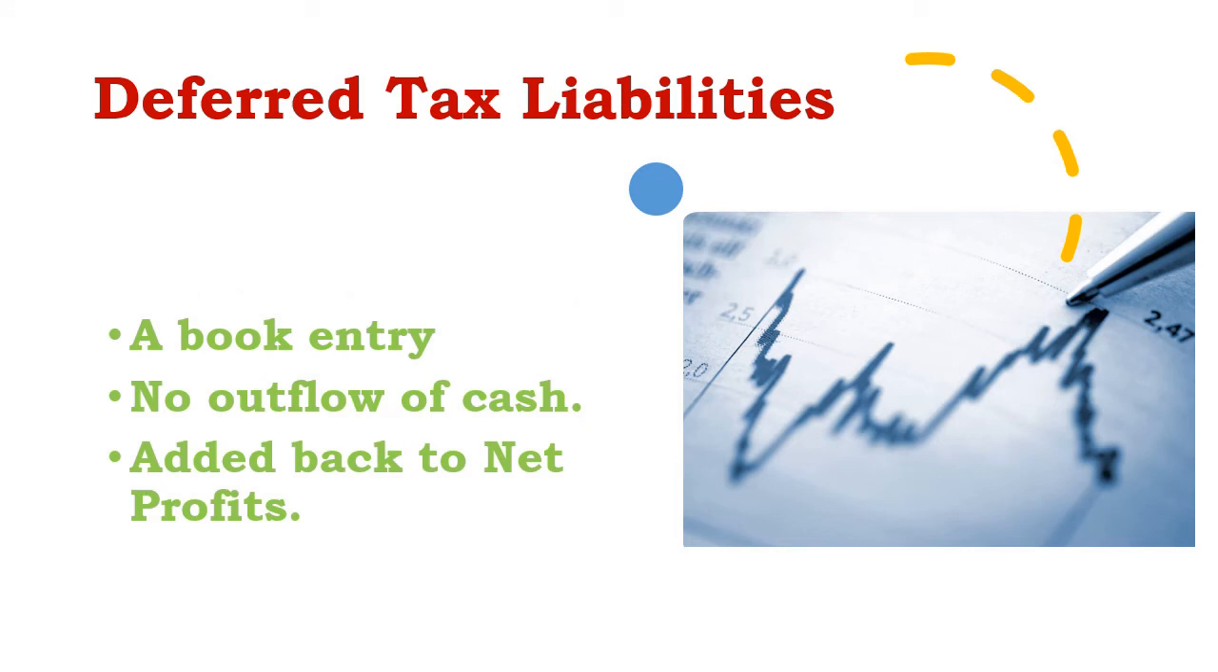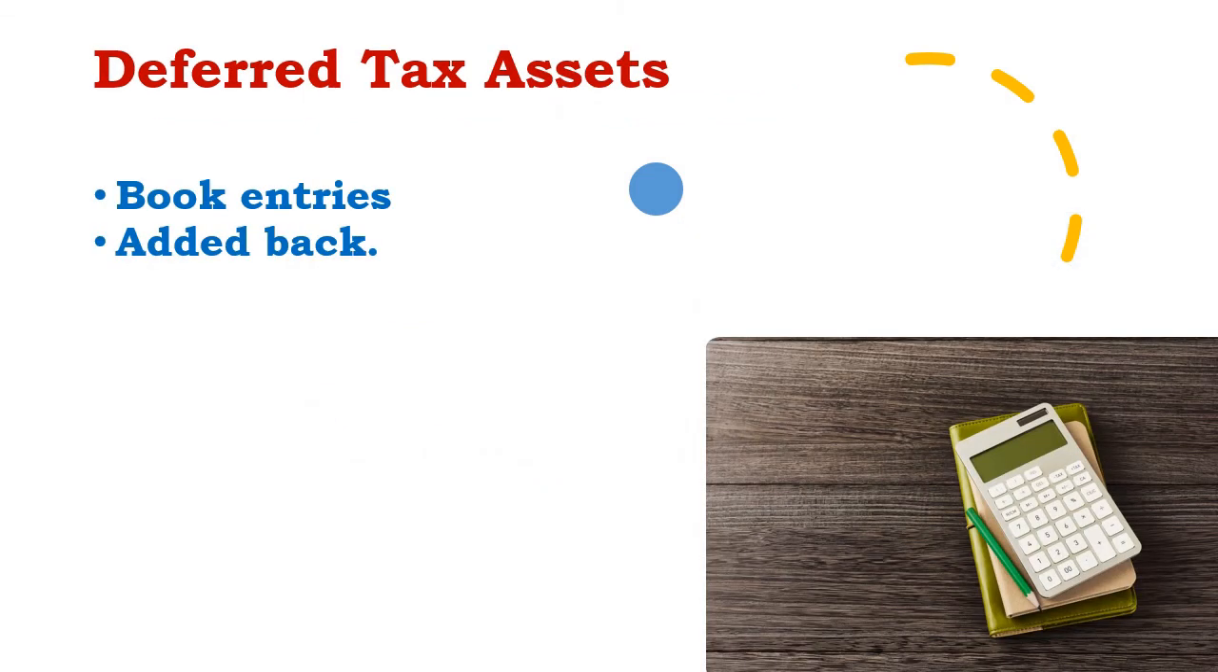Deferred tax liabilities. Deferred tax liability is again a liability where the tax amount is due but it is not paid. So this is a book entry. There is no cash outflow. Therefore, it should be added back to the net profit. Deferred tax asset is a reverse concept of deferred tax liabilities. Sometimes we pay advance tax which is more than the actual payable tax amount. So it represents deferred tax assets.